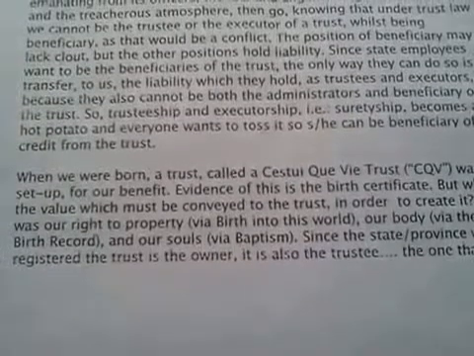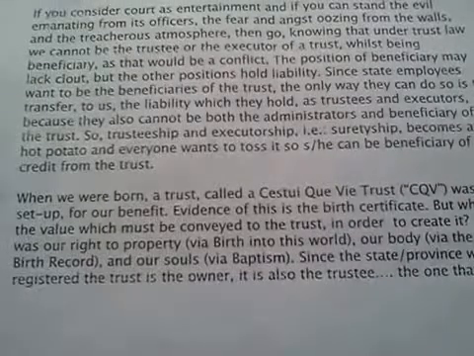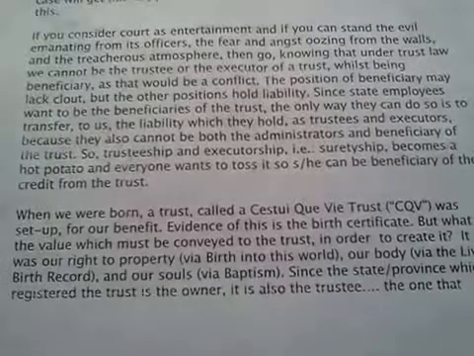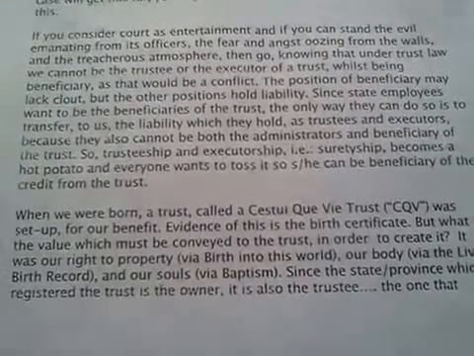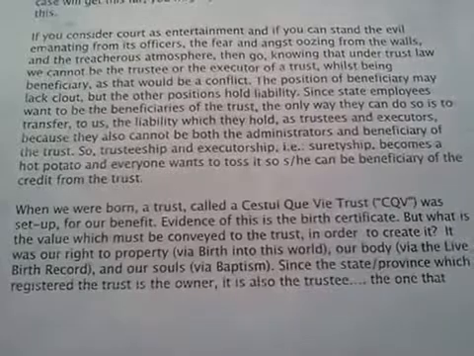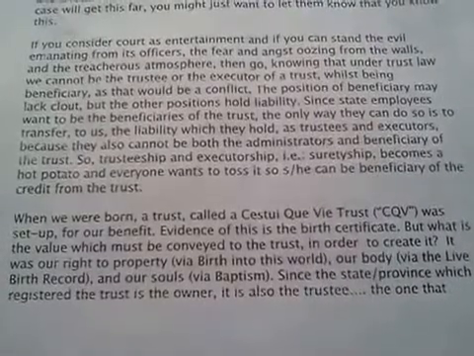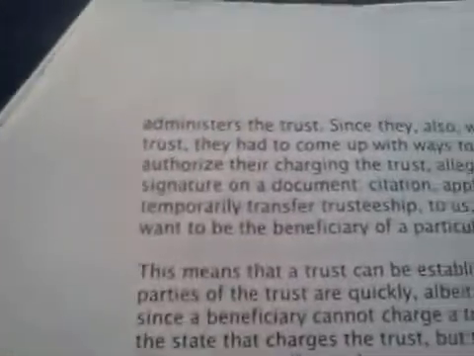When we were born, a trust called the Sesta KV Trust, CQV, was set up for our benefit. The evidence of this is the birth certificate. But what is the value which must be conveyed to the trust in order to create it? It was our right to property via birth into this world, our body via the live birth record, and our souls via baptism. Since the state and province registered the trust as the owner, it is also the trustee, the one that administers the trust.